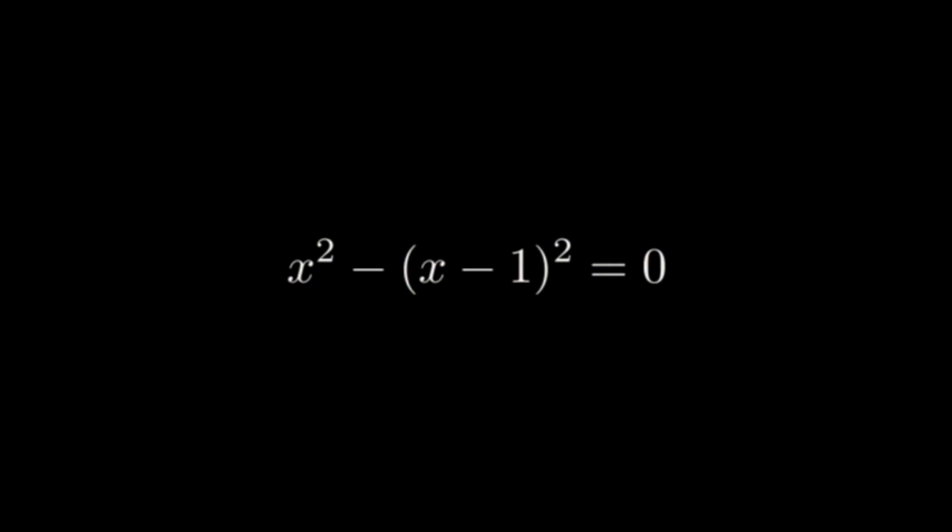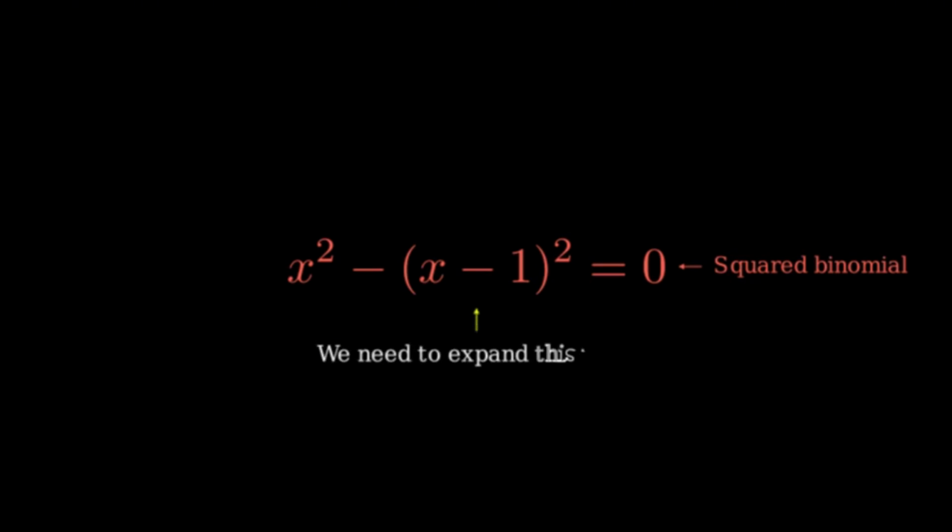Let's focus on this squared binomial term, x minus 1 squared. This is the expression that we need to expand to simplify our equation. A squared binomial follows the pattern of a minus b squared, which expands to a squared minus 2ab plus b squared. In our case, a is x and b is negative 1, so we'll get x squared minus 2 times x times negative 1 plus 1 squared. By expanding this squared binomial, we'll transform our original equation into a standard form that will be easier to solve.